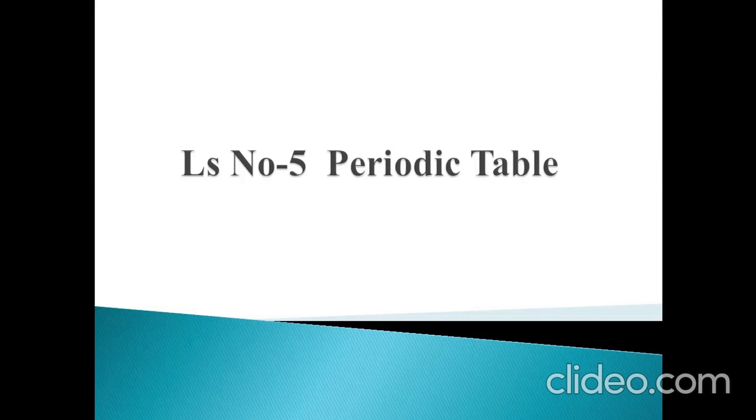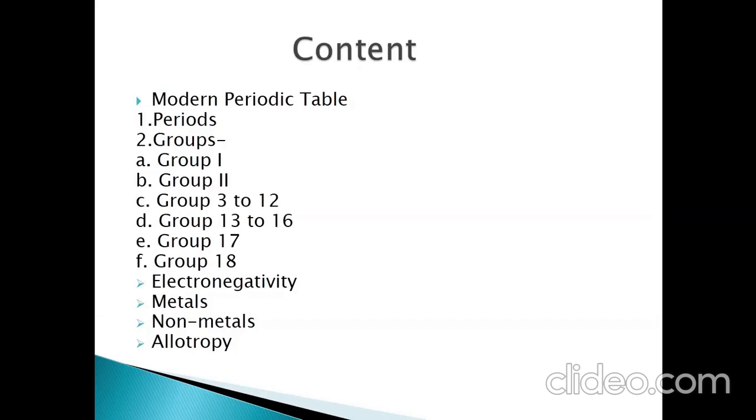Yesterday we studied Doberiner's law of triads, Newlands' law of octaves, Mendeleev's periodic law and Moseley's periodic law. The content for today's part is the modern periodic table, in which we are going to study periods and groups. In groups, we are going to study group 1, group 2, group 3 to 12, group 13 to 16, group 17, group 18, electronegativity, metals, non-metals and allotropy.